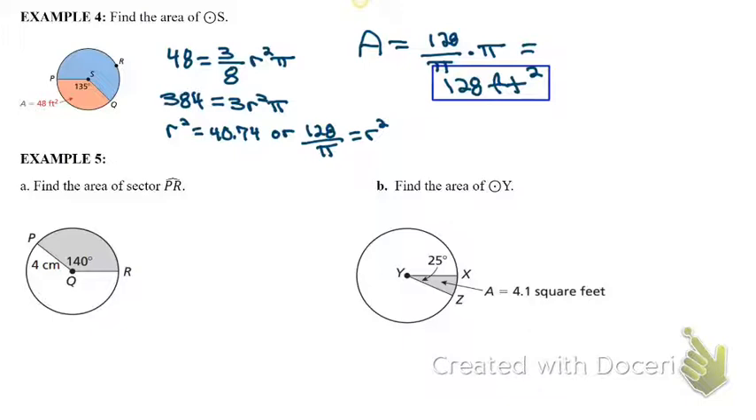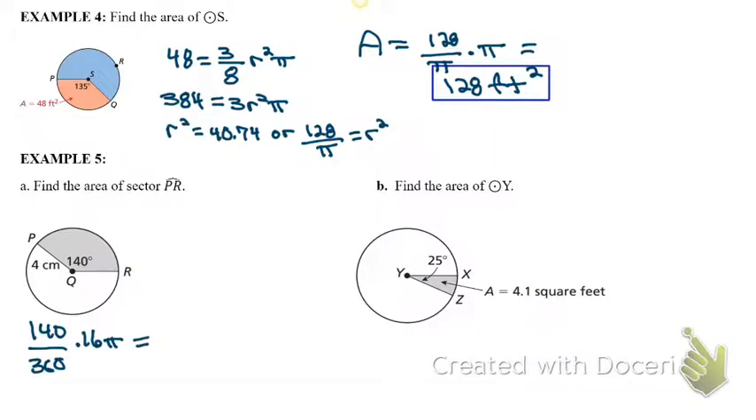Area is equal to pi r squared, so you want to square your radius. 4 times 4 is 16, multiply that times pi. 16 pi is going to be the area of that entire circle. So let's write that out.